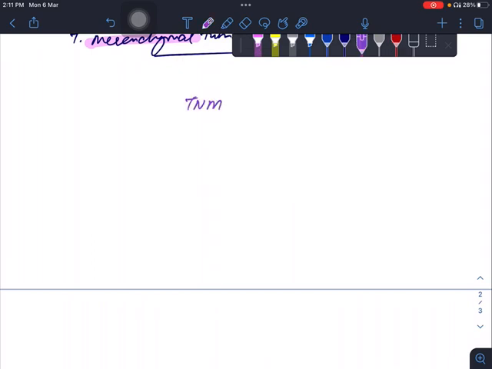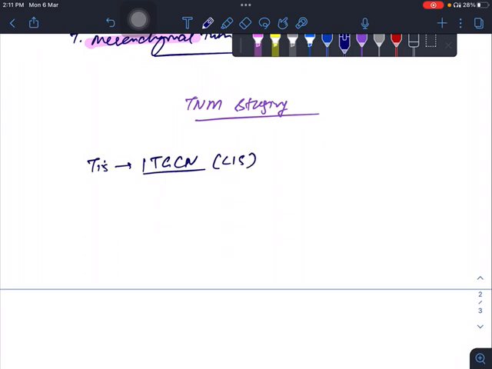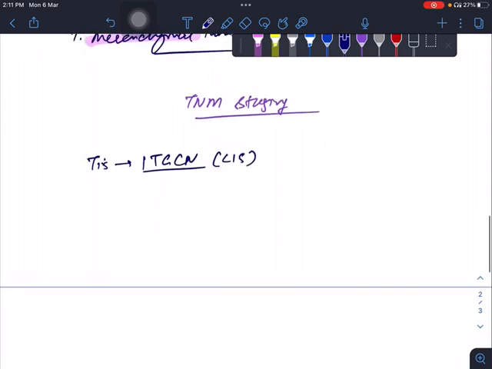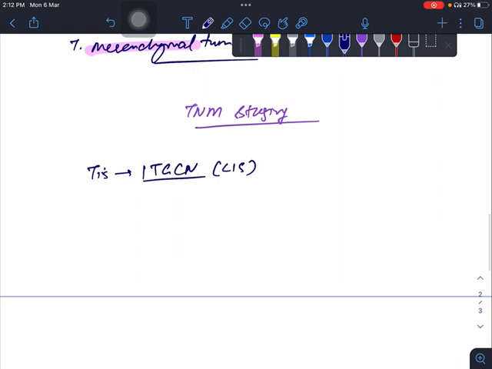Here I will make it a very simplified version so that you can understand very clearly. So Tis is the intratubular germ cell neoplasia, also known as CIS, but this term is not used currently. GCNIS is the term used in testicular carcinoma. In the UICC 8th edition, it's given as CIS.